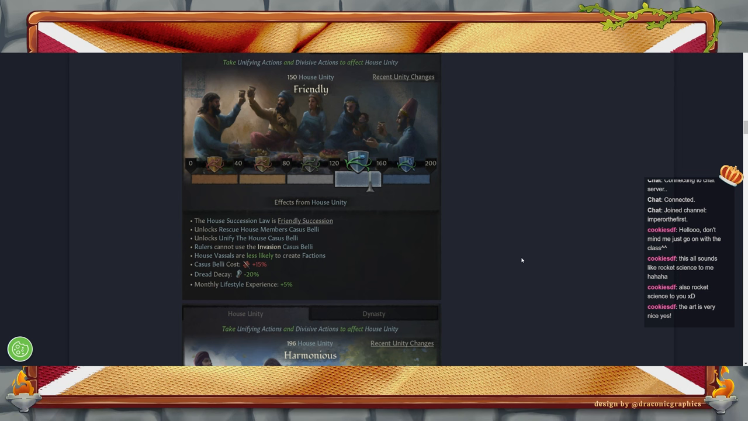Now, I like this one. Rescue house members. Anecdote time. Generally, I'm a peaceful Crusader Kings player. I wage my wars. I fight my battles, but I'm not vindictive or anything.